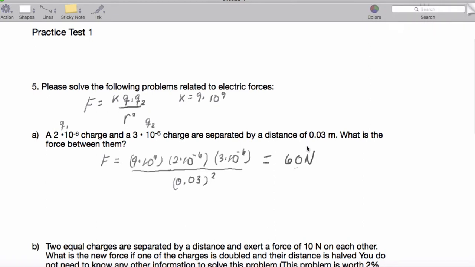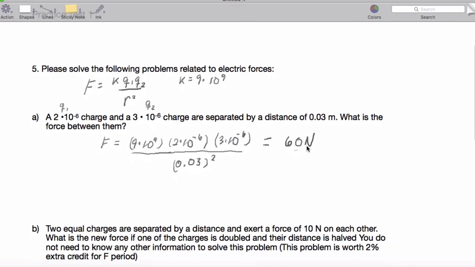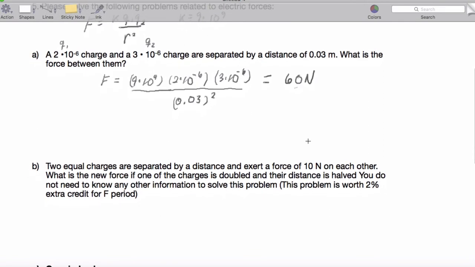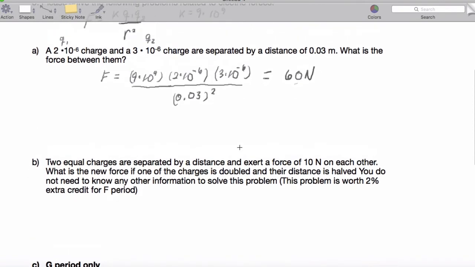The button that I hit on my calculator is that little E button to get 10 to the power of. That's how that works. Now, here we have two equal charges. This is a bonus problem for F period. It is required for G period. And let's just run through this. So we have two equal charges separated by a distance of a certain amount. And here's what we're going to say.